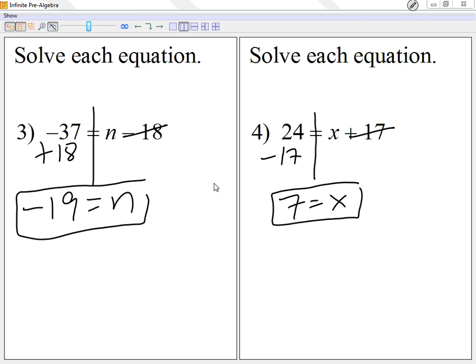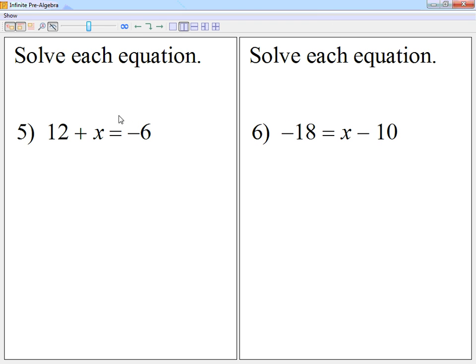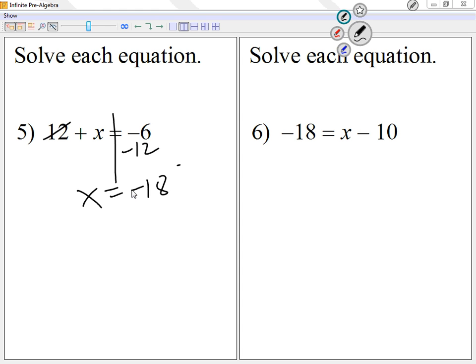Number 5. My +12, let me move it to the right as a -12. Remember, switch the sign. So I have that x is equal to -18. Same sign, you add and keep the sign.